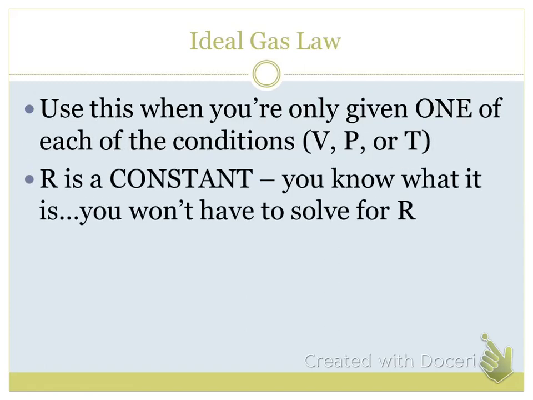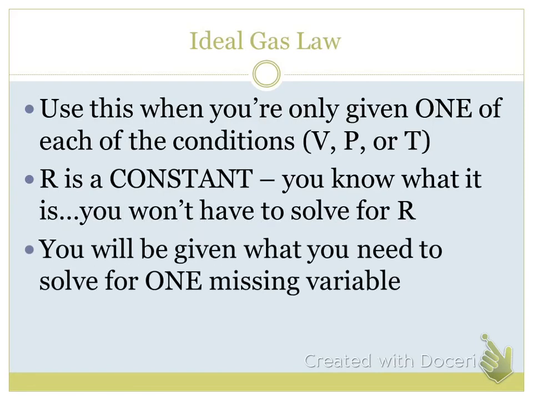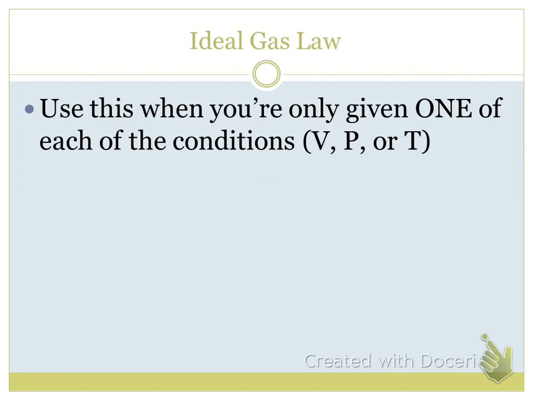Okay, R is the constant. You know what it is. You will not have to solve for R, so you don't have to write that part down. You'll be given what you need except for one missing variable. The only thing you really need to know about the ideal gas law is that you are using this when you're only given one set of variables. This is not a change-in-type scenario. It's just, here's the temperature, here's the pressure, volume, whatever.